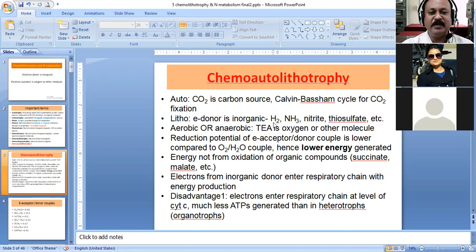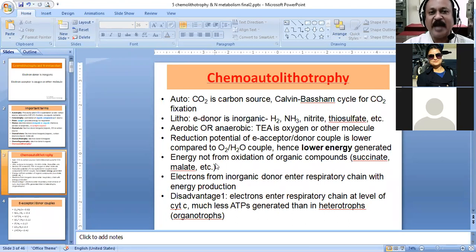Okay, so inorganic would actually mean that the electron source could be either a hydrogen molecule, it could be ammonia, it could be nitrite, it could be thiosulfate. Okay, so essentially the electron donor is a reduced molecule, something which is reduced. When I say reduced, it means that it has electrons and protons, so it is a reduced molecule.